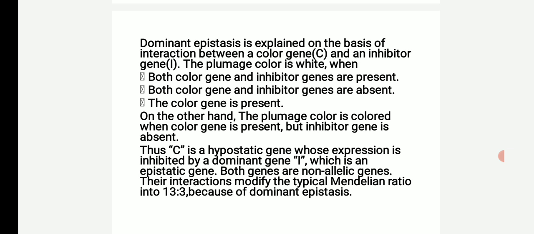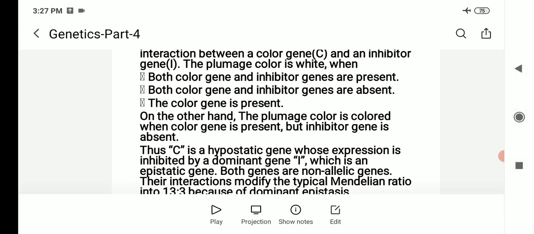Thus, capital C is a hypostatic gene whose expression is inhibited by a dominant gene, capital I, which is an epistatic gene. Both genes are non-allelic genes. Their interactions modify the typical Mendelian ratio into 13:3 because of dominant epistasis. That's all.